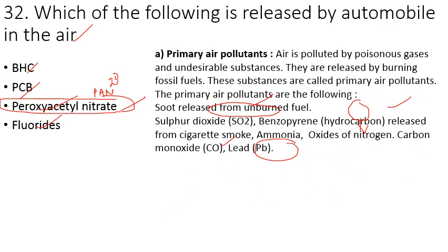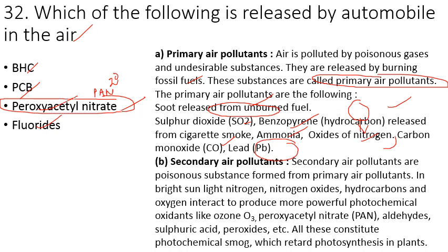So primary air pollutants, we have different categories. Basically we have two categories of pollutants, that is primary air pollutant and secondary air pollutant. So these are the poisonous gases and undesirable substances that are released by burning of fossil fuels, and these substances are called primary air pollutants, which include the soot particles which are released from unburned fuel. Then we have sulfur dioxide, benzopyrene released from the cigarette smoke. Then we have ammonia, oxides of nitrogen and carbon monoxide, then lead. These all are primary pollutants.